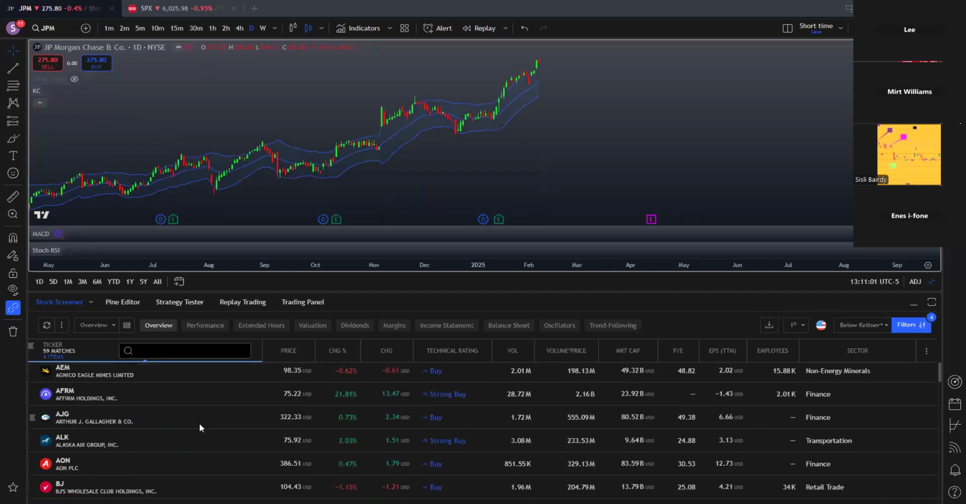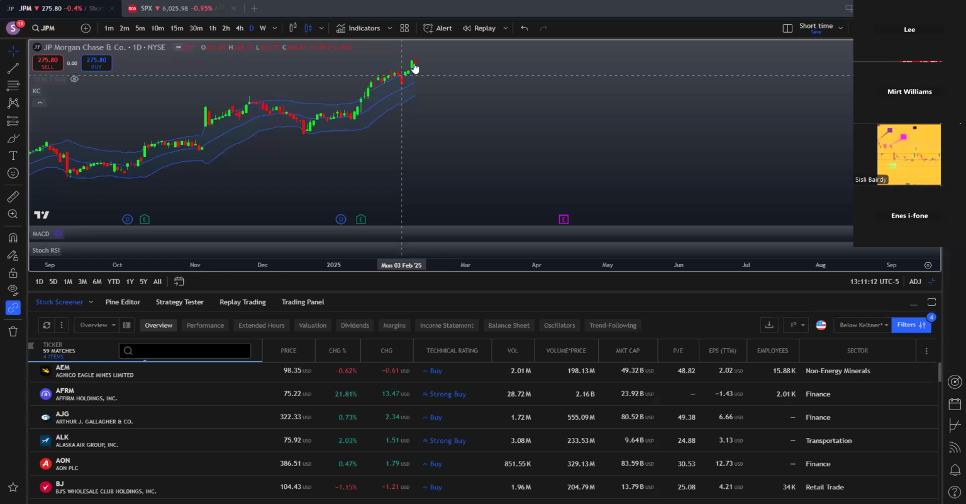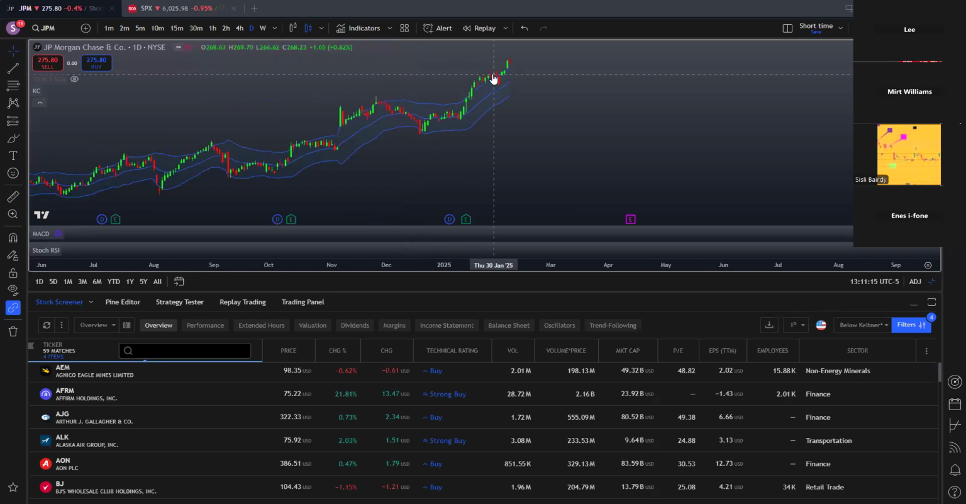JP Morgan is one of them. Look at that. Now this has been right in the Keltner channel. This would have been a part where I probably would have taken it to come down. Probably would have made a quick little couple of dollars as it was coming down on the daily, and then they think this riding is riding up, but it's getting extended.